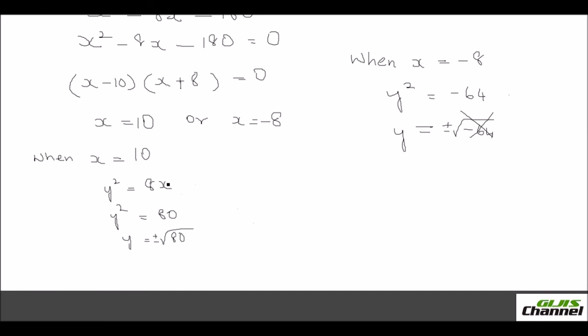So you can say one number x is 10 and the other number y is equal to square root of 80. I can make it 4 times 5, so that would be 4 root 5. So these are the answers.